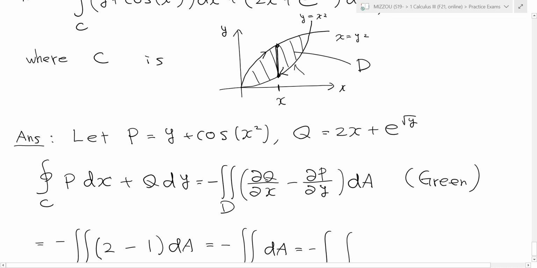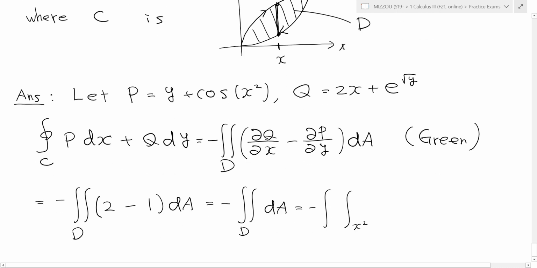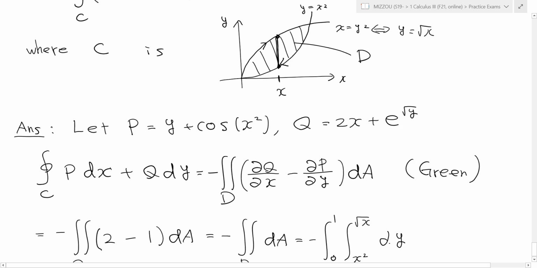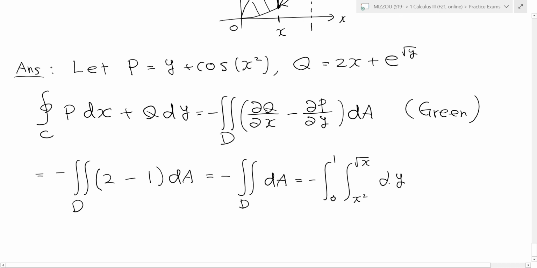So the bottom parabola is y equals x squared. And the top parabola is this one, that is y equals root x. So the limits are from x squared to root x, dy. And then x is from 0 to 1. Of course, the point of intersection is (1, 1), so it's 1. So you integrate x from 0 to 1, dx. All right, and then I'm not going to do the detailed calculation here. You can just verify that this gives you 1/3.